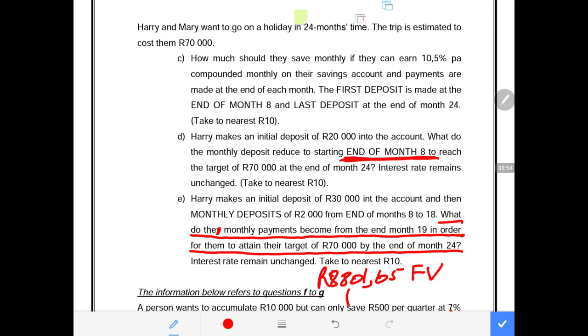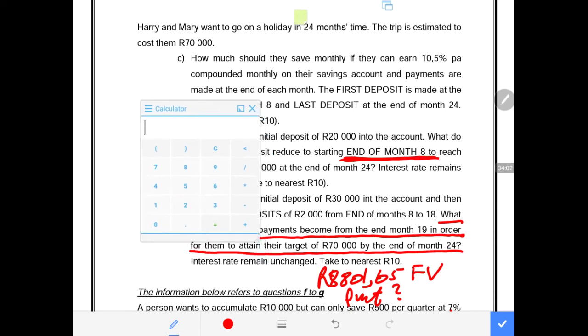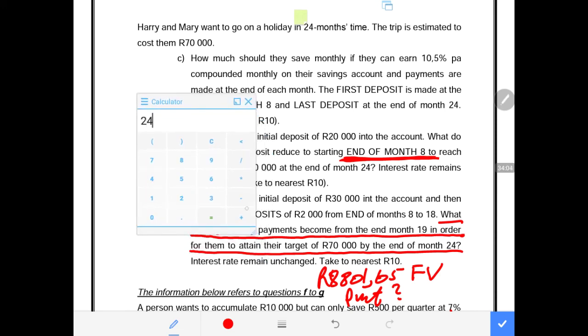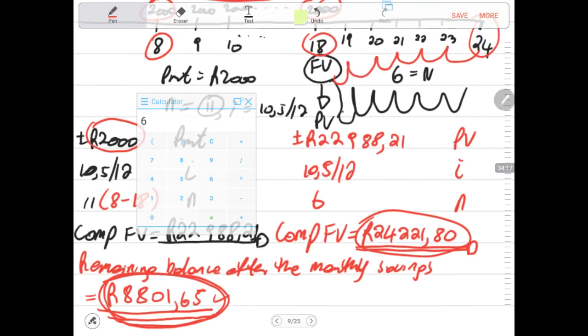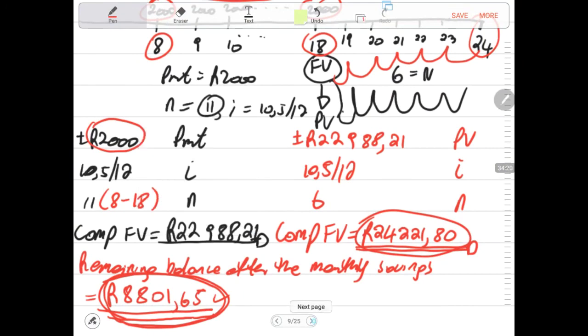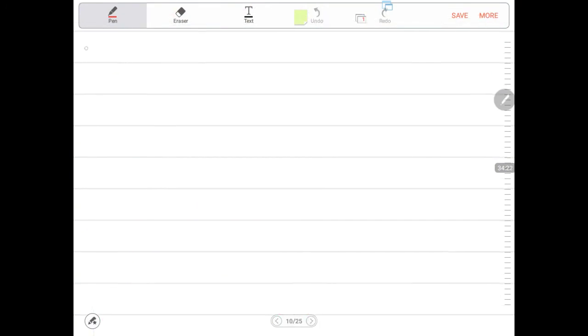So we know that the 8,810 rand 65 cents is what they need to raise in the future. Now we need to say how much must be paid monthly from month 19 to month 24. For how many months must this payment be made? It will be 24 minus 18, because we start from month 19. So we exclude 18, but we include 19. That means it will be 6 payments. So 8,810 rand 65 cents is what we need in the future.